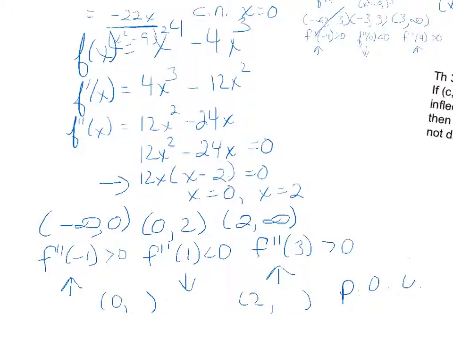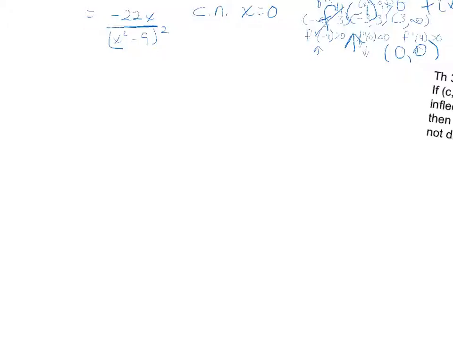How do I find the y value? Plug it into the original. So when x is 0, y is 0. When x is 2, we have 16 minus 32, and that's negative 16. So those are my points of inflection. Those are the points where concavity changes. We can use the second derivative to help us test for maximums and minimums.